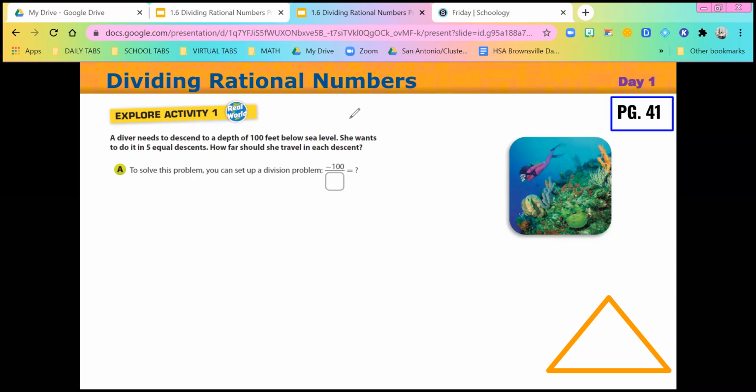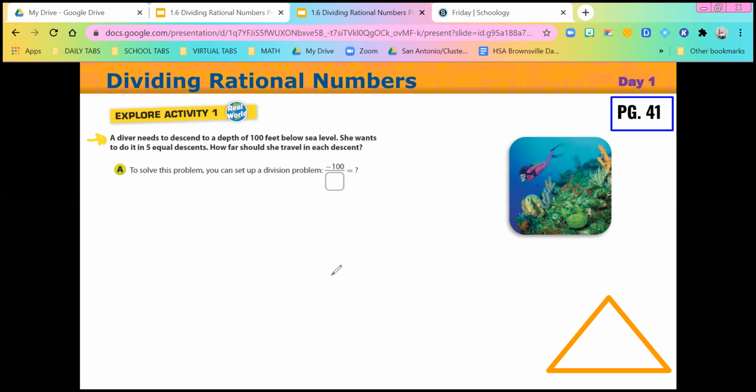All right, so this is our little scenario here. It says a diver needs to descend to a depth of 100 feet below sea level. She wants to do it in 5 equal descents, or 5 equal parts. How far should she travel each descent, or each part? Okay, so once again, a diver needs to descend to a depth of 100 feet below sea level. She wants to do it in 5 equal descents. How far should she travel in each descent?